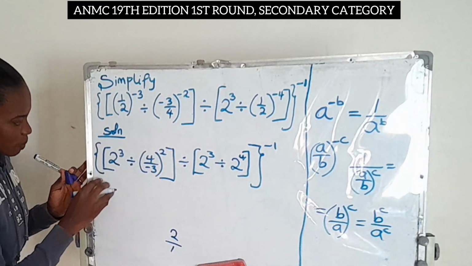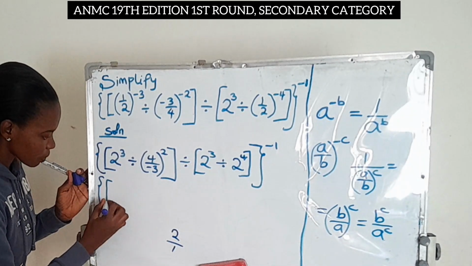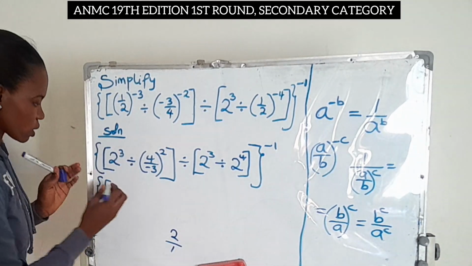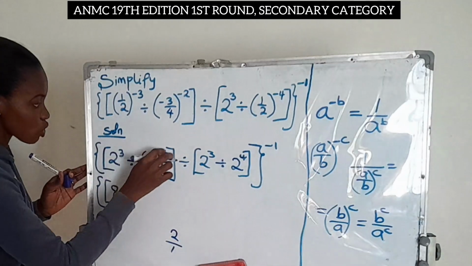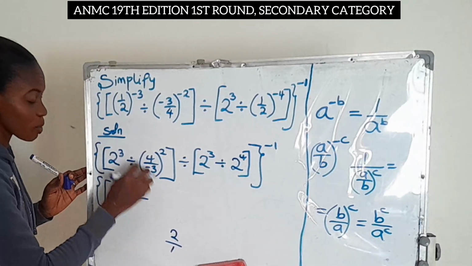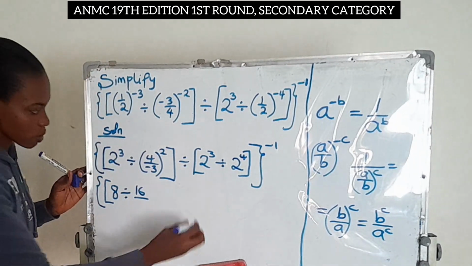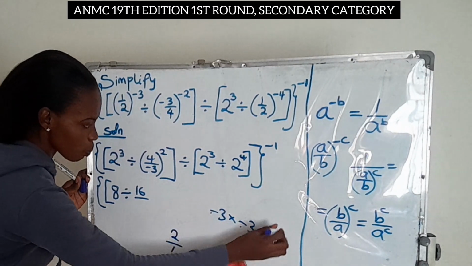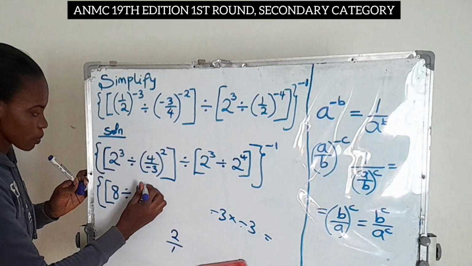Okay, so let's start the simplification. Here I will have 2 raised to power of 3. 2 times 2, 4. 4 times 2, 8. This is 8. Divided by 4 raised to power of 2. 4 times 4, 16. I have 16, all over minus 3 times minus 3, because of minus times minus. Minus times minus is positive. 3 times 3, 9. So I have 9 here. Are you getting it? Alright.